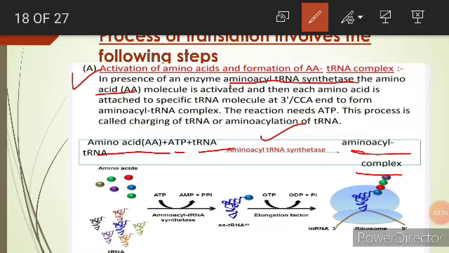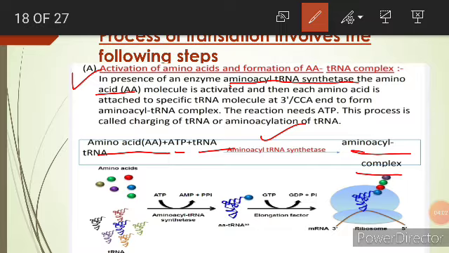Now we have learned about tRNA. So how does charging of tRNA take place? As we know the function of tRNA, it carries a specific amino acid to the ribosomes during protein synthesis. So the amino acid should be transferred onto the tRNA, and that is what is called charging of tRNA.